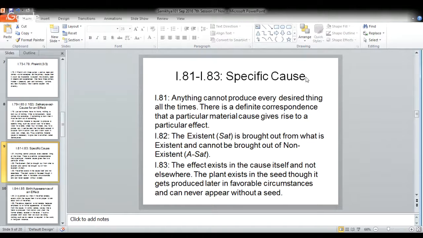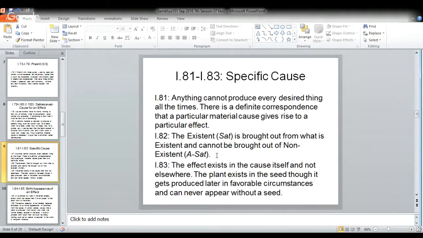So 1.81 is saying Sarvatra means everywhere, Sarvada at all times, Sarv Asambhava. Sarv means all. You cannot produce anything at all times. You just cannot have one cause and make all kinds of effects. There is a definite correspondence that a particular material cause gives rise to a particular effect. There is a correspondence between cause and effect. Tasya sakya karanat. Existent sat is brought out from what is existent and cannot be brought out of non-existent. The cause has certain strength, certain specific power to give rise to that specific effect. So that is specificity of a cause and effect.